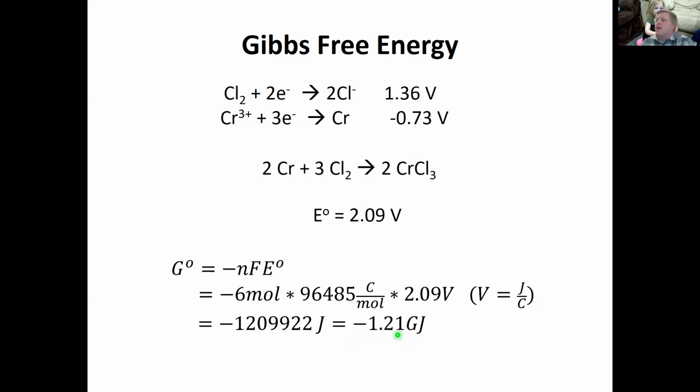Now, of course, here we have 1.21 gigajoules. It's not pronounced giga, it's pronounced giga. And we're not dealing with watts, we're dealing with joules. But that's all there is to it for finding the Gibbs free energy of the reaction.